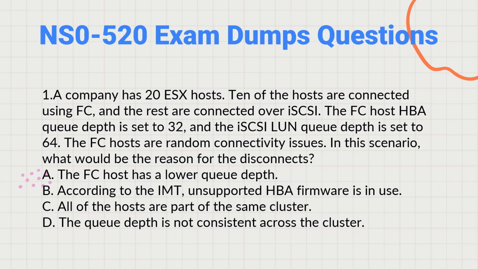A. The FC host has a lower queue depth. B. According to the IMT, unsupported HBA firmware is in use. C. All of the hosts are part of the same cluster. D. The queue depth is not consistent across the cluster.